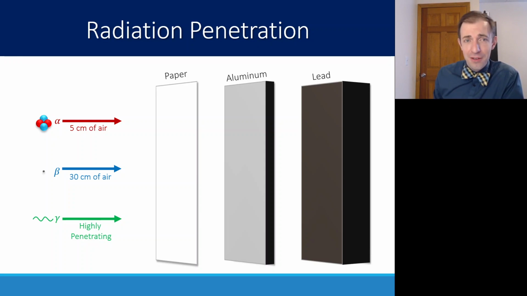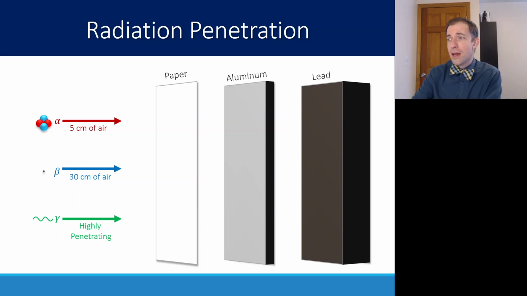These different particles, these different radiations, have different penetration, which means that they can go through different materials. Alpha particles can be stopped by just 5 centimeters of air. Alpha particles don't travel very far because they're pretty big. They're big chunks of matter. You can also block alpha particles with just a simple piece of paper, or your skin is generally good enough to stop alpha decay or alpha radiation.